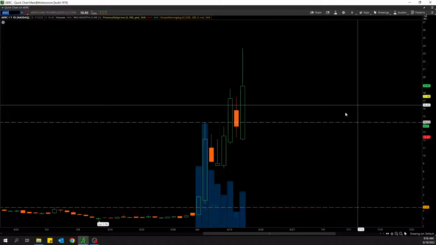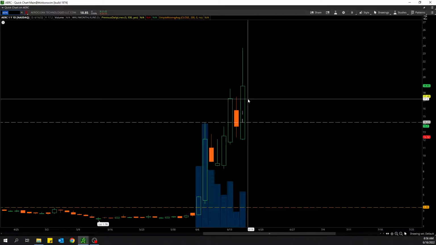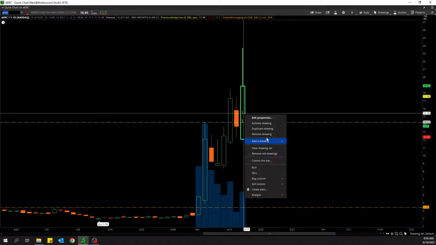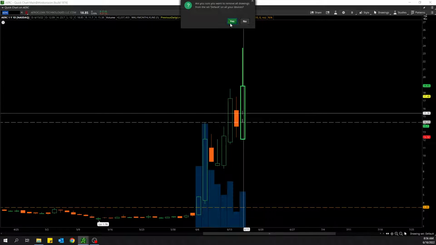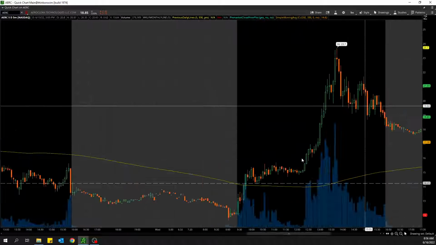AERC was another one that moved. Now this had been moving for the last weeks or so. Yesterday was a really good move. I missed out on that one too, not being at the desk, but a similar move.